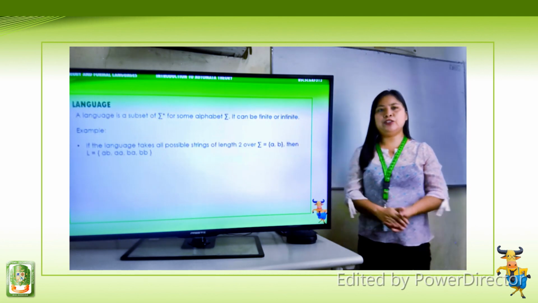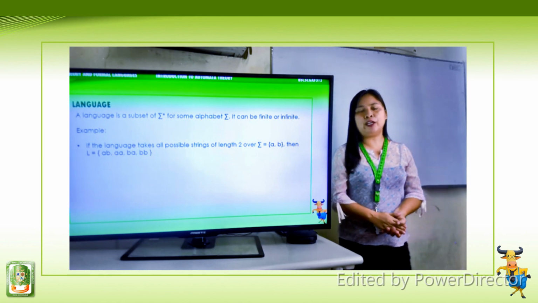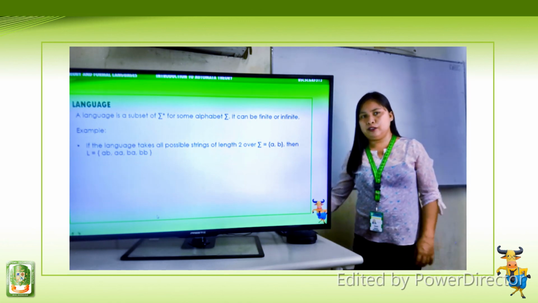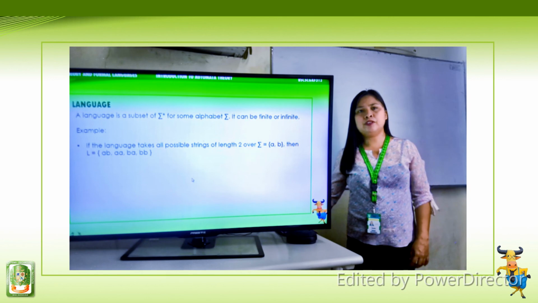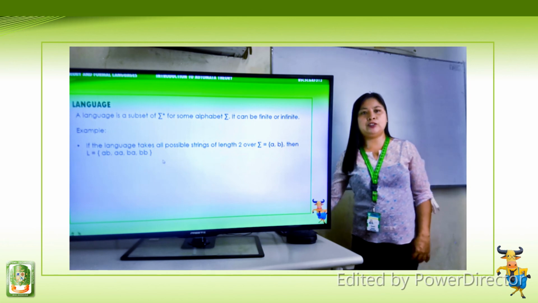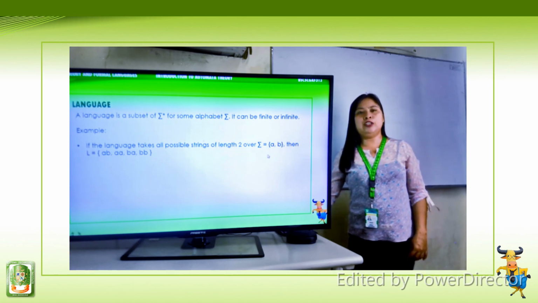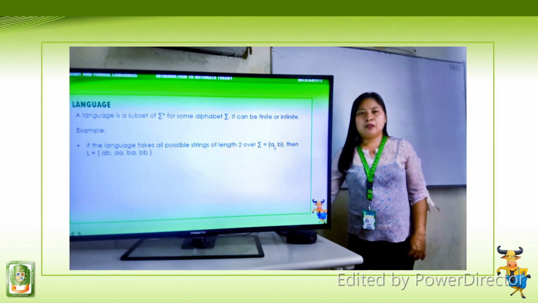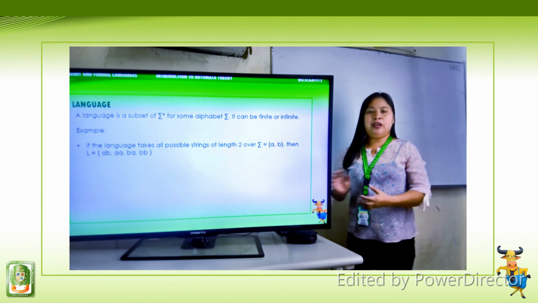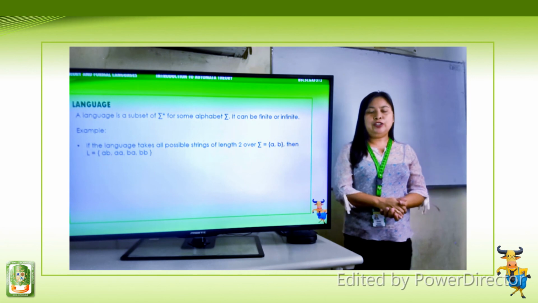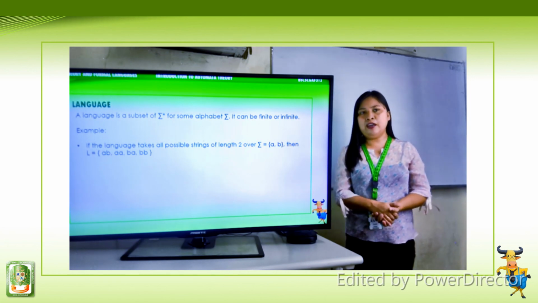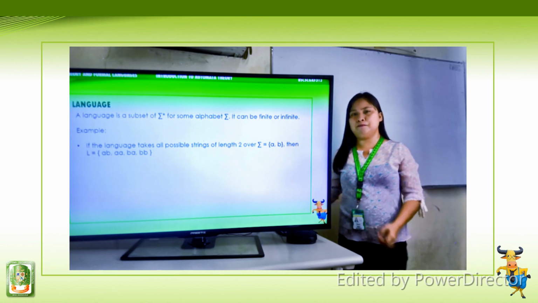Okay, a language. It is a subset of the Kleene star for some alphabet. It can be finite or infinite. Let's say, for example, the language takes all possible strings of length 2 over the alphabet consisting of symbols A and B. Then the language is equivalent to the strings AB, AA, BA, and BB.